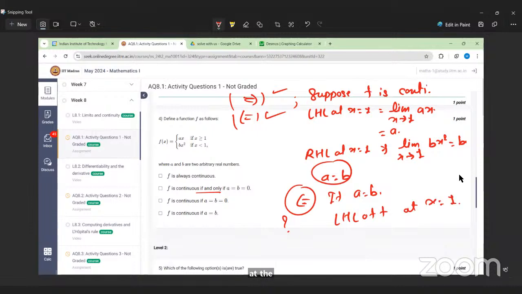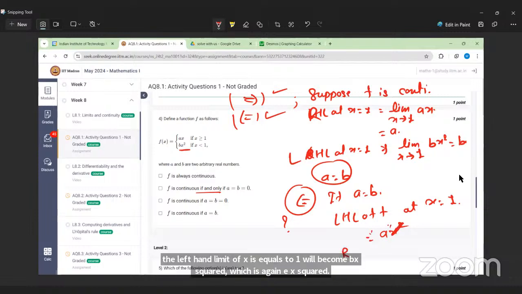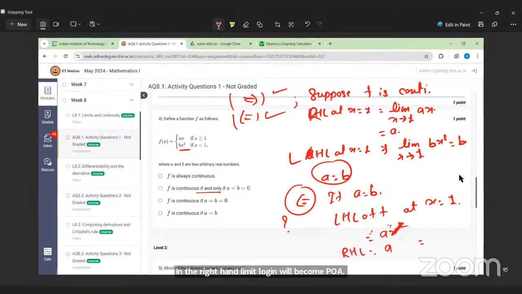I think I used the wrong expression. This will be your right hand limit, this will be your left hand limit. Because for less than 1 we have bx square. So the left hand limit at x equals 1 will become bx square, which is again ax square. So ax square means a only. And the right hand limit will become a only. So they are the same and they should be equal to the value of the function. So the value of the function at x equals a is ax, which is a. So yeah, it should be correct now.